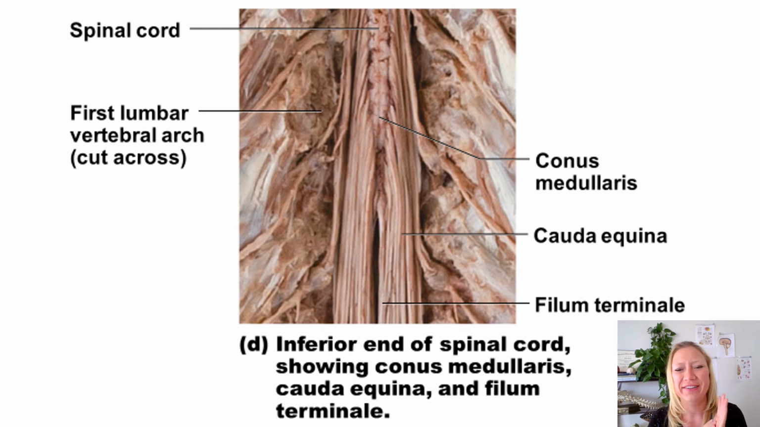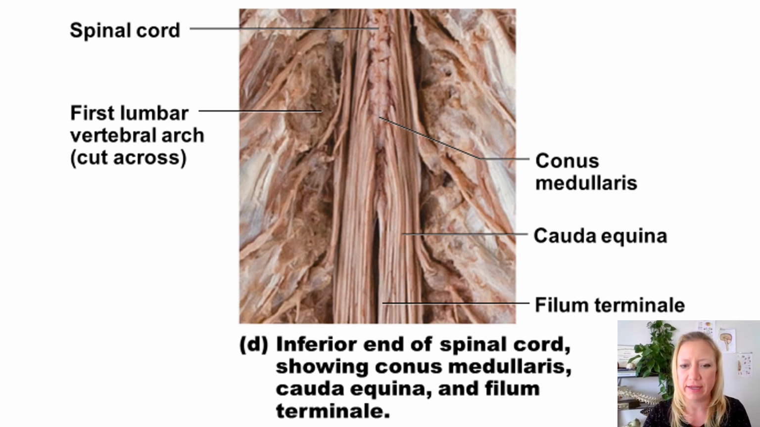Another picture here, so the inferior end of our spinal cord showing conus medullaris, cauda equina, and our filum terminale, our terminal filament. Either way is totally fine. So we have our cord here, okay? And then this medullary cone, or conus medullaris area, just that end part. And then all of this here, you can see it all coming in from here into here, right? And then all of this area here is the cauda equina.